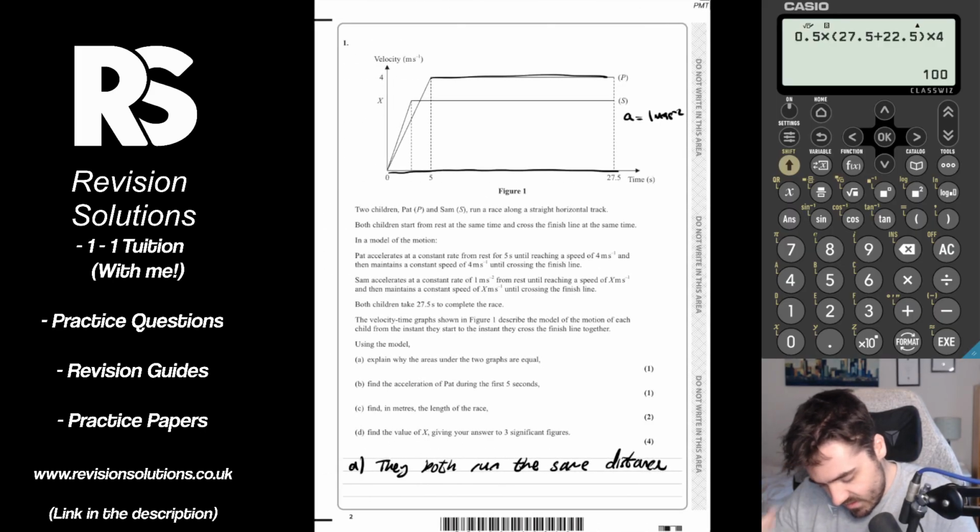Find the value of x. Okay, so what information have we got? We know that the area under Sam's graph is the same as Paul's graph, and we also know the gradient for Sam's graph. So let's use that information to create some equations.